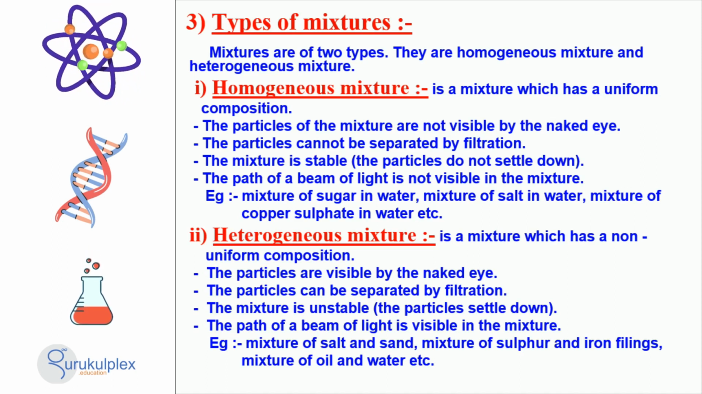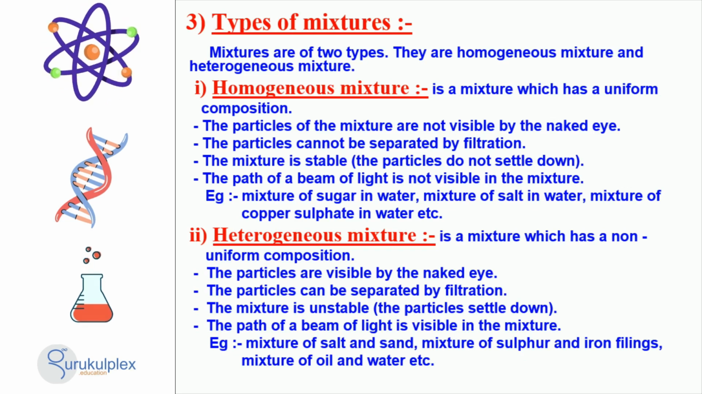A heterogeneous mixture has a non-uniform composition, particles visible to the naked eye, and the particles can be separated by filtration. Furthermore, the mixture is unstable and a beam of light will be visible when shown through the mixture. Examples include salt and sand, sulfur and iron filings, and oil and water.